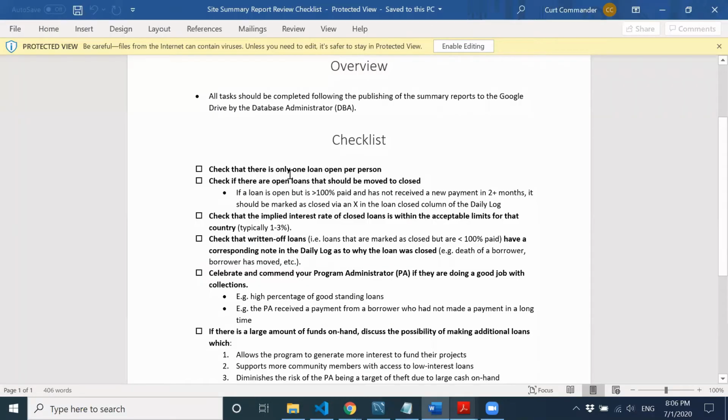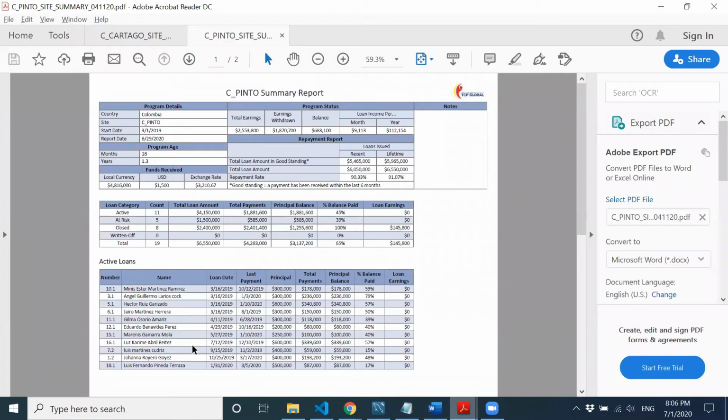Let's go to the first checklist item here. Check that there is only one loan open per person. So that would be right here in the active loans table.